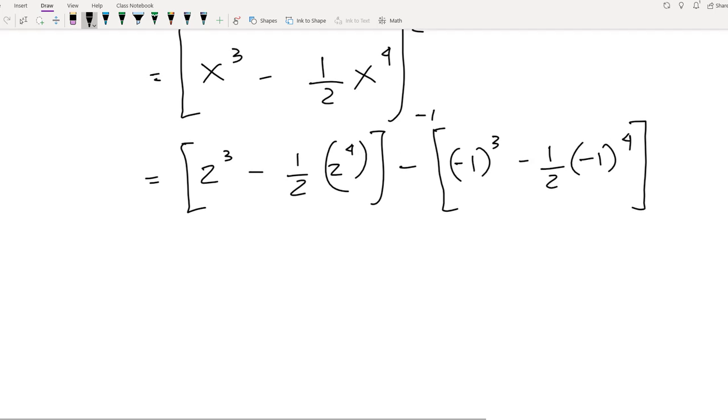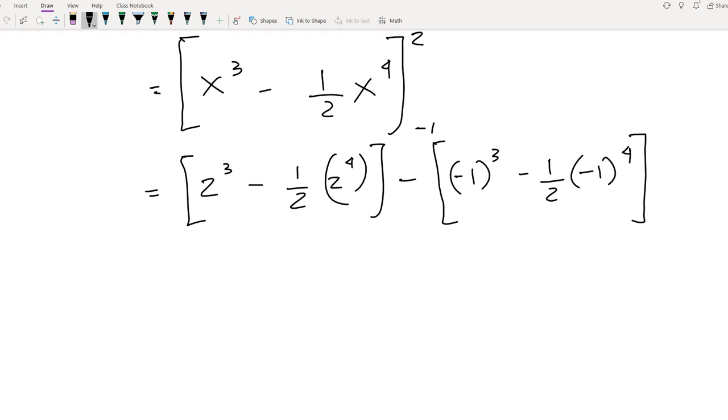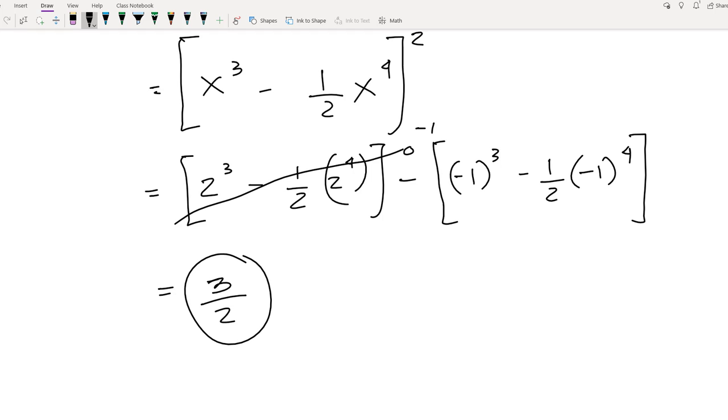So we have your answer. Simplifying, 2 raised to 3 is 8 minus 1 half of 2 raised to 4. That should be equal to 0 because the other 2 here will cancel, and 2 raised to 3 minus 2 raised to 3 is 0. So this is just 0. You are left with negative of negative 1 the quantity raised to 3, minus 1 half of negative 1 the quantity raised to 4. So this should be equal to positive 3 halves. This is our answer for the definite integral.